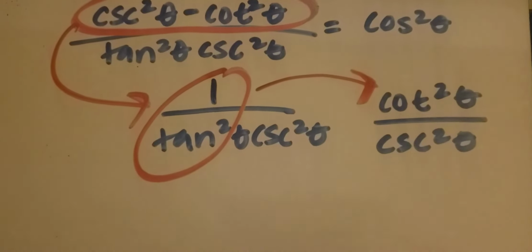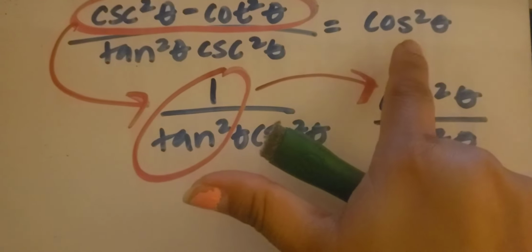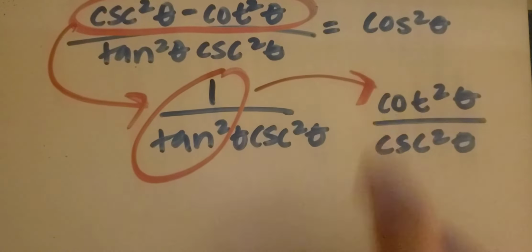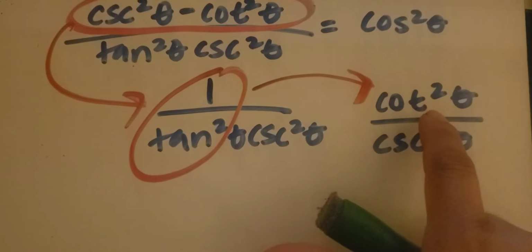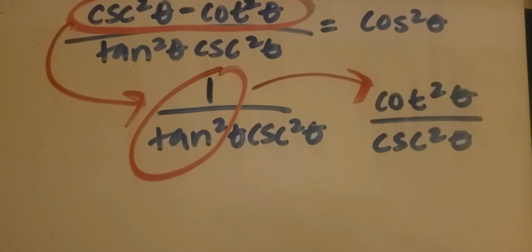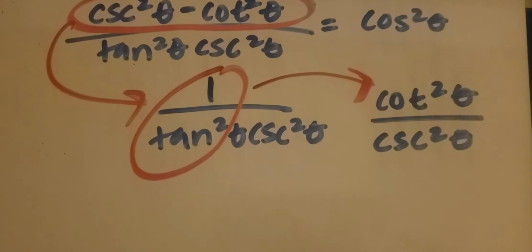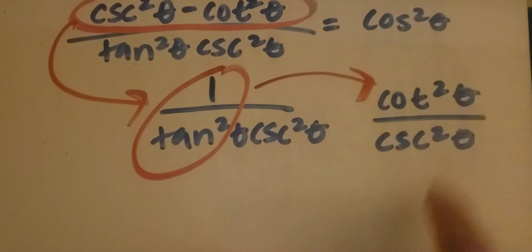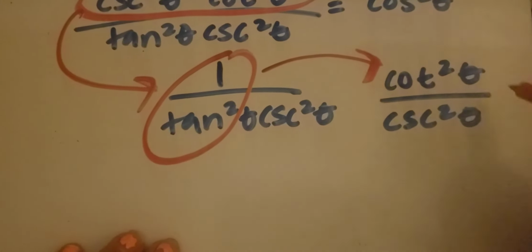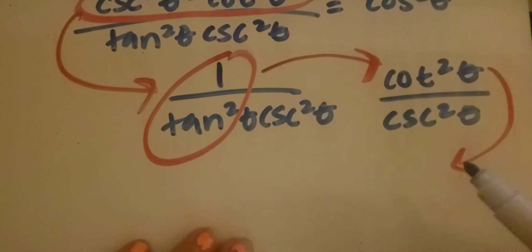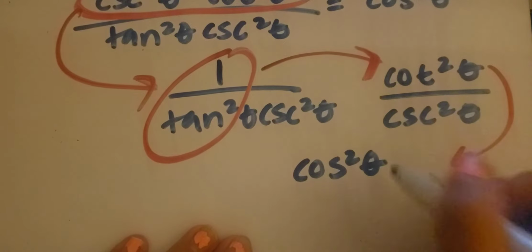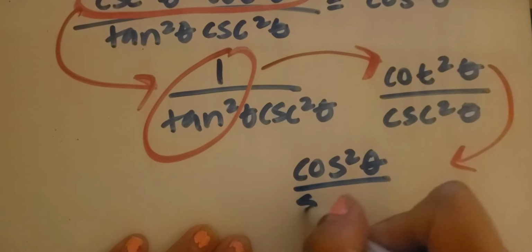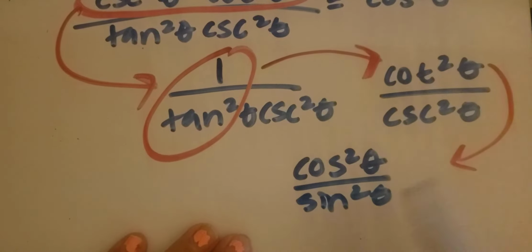So we're getting close. Obviously we have to simplify it to cosine squared theta. So the next thing that I can think of is cotangent is the same as cosine over sine. So I'm going to rewrite that. And it's a square, so ready? And I'm going to rewrite it over here, okay? So cosine squared theta over sine squared theta. And that's my cotangent.